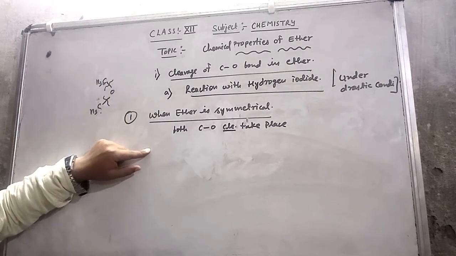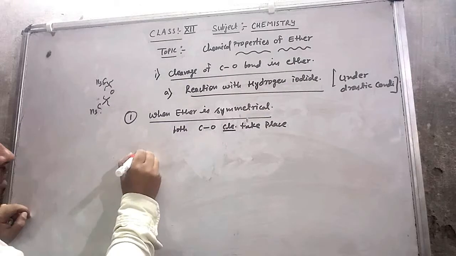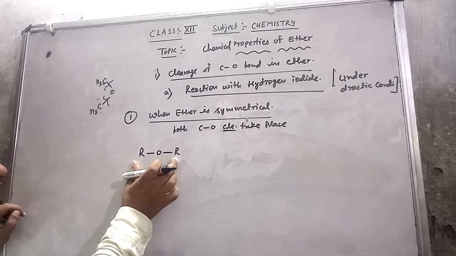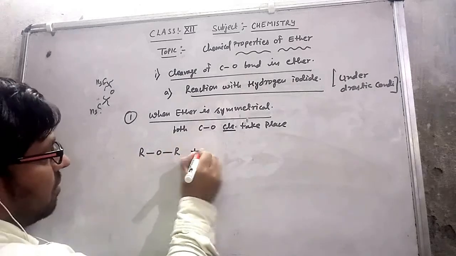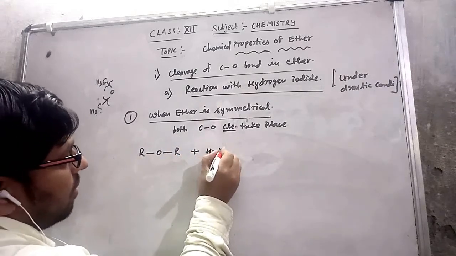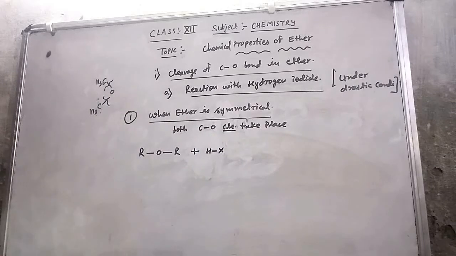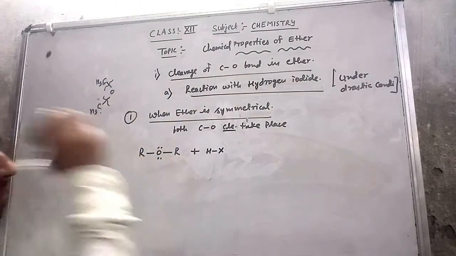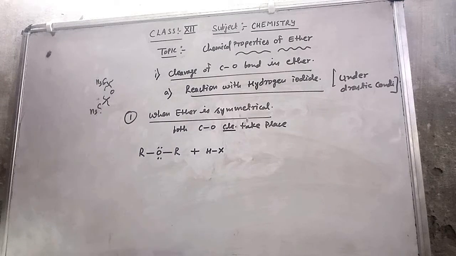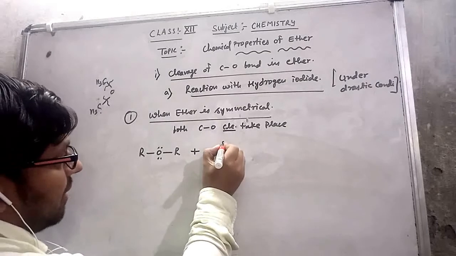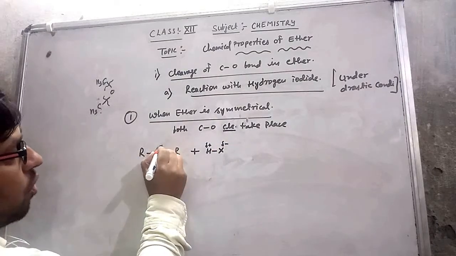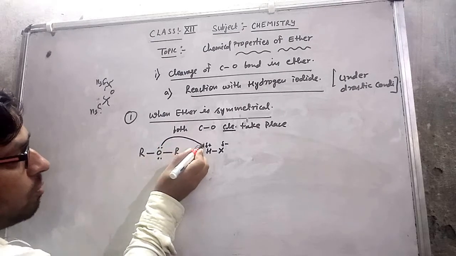Now, suppose I have ROR, where the alkyl group is the same on both sides, and this is HX. That is the lone pair. We know that the halogen is more electronegative, so this becomes partially negative and this becomes partially positive. So the oxygen lone pair will attack the positively charged hydrogen.